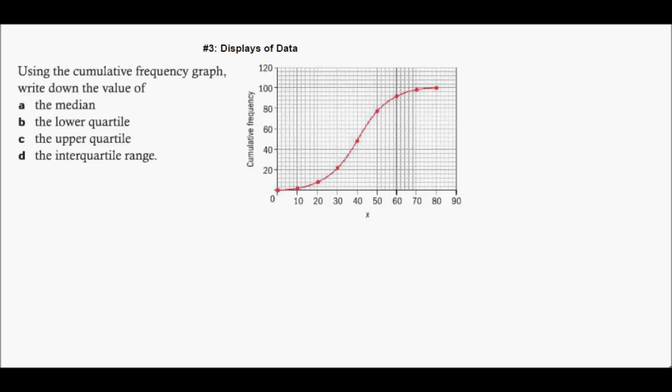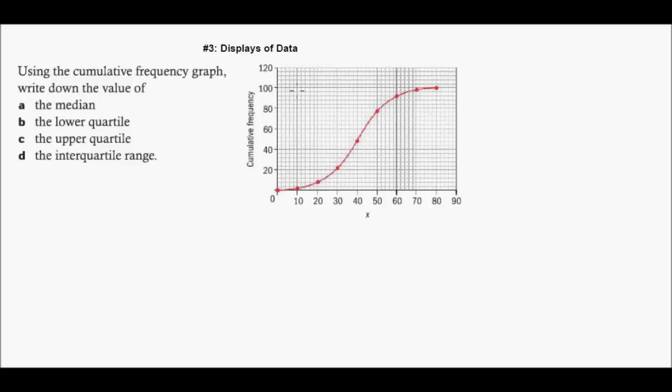Okay, for number 3, we're just going to go over some displays of data here, cumulative frequency curves and graphs, and box and whisker plots, or box plots. Using the cumulative frequency graphs, write down the value of the median. This is an interesting question because cumulative frequency means you add the frequencies together.